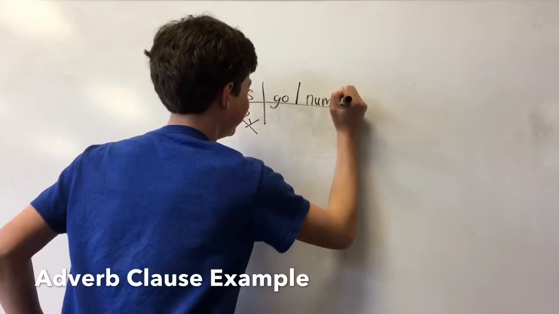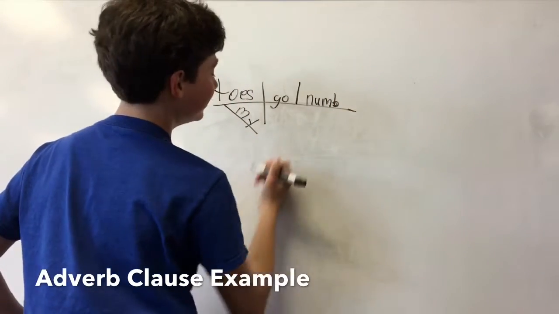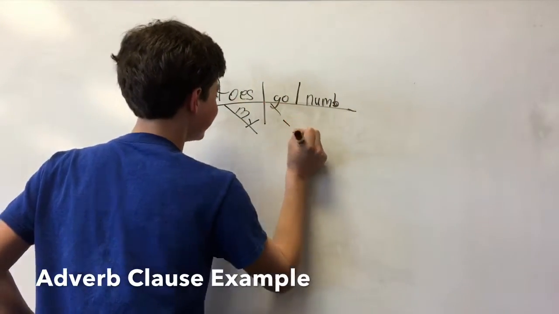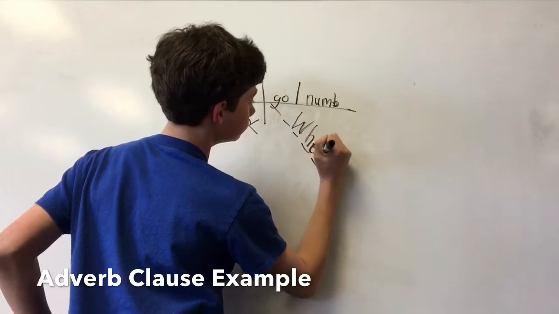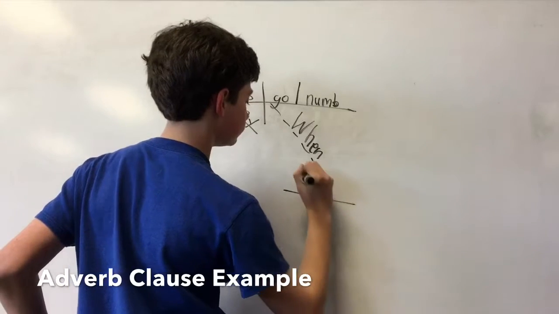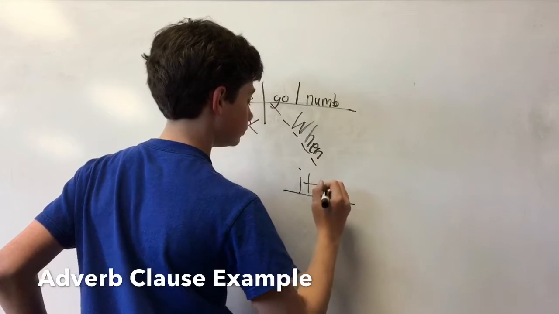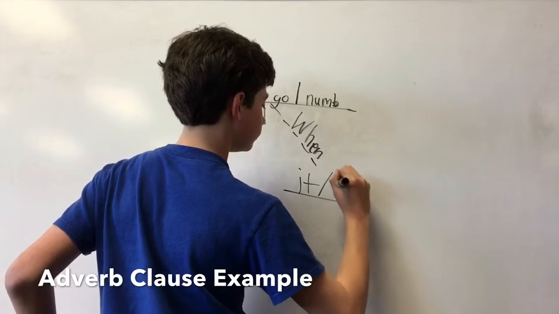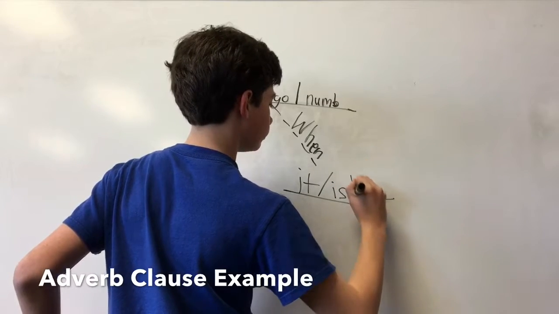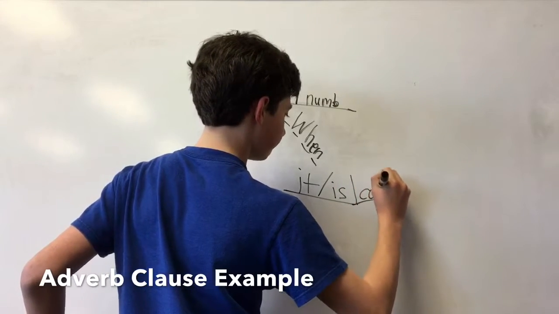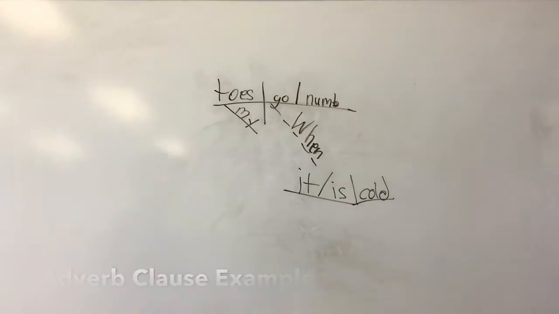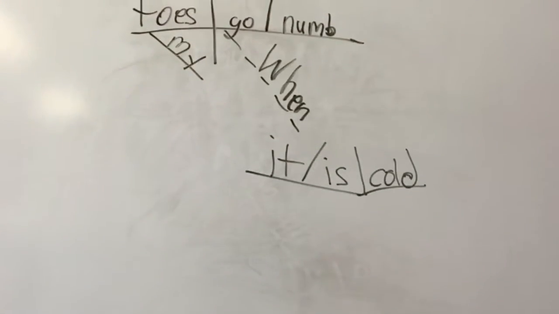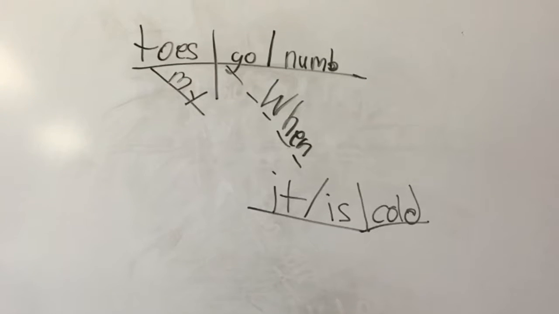That's right, numb. After that, you put a dotted line that slants to the right down from go. That line then connects to the second clause's subject, it. On that line goes when. Don't forget to make it capital because it is at the beginning of the sentence. Next, you put a slanted line that doesn't go all the way through after it. Is goes in the verb spot. You put cold in the direct object spot, and that's it. Here's an example of an adverb clause.